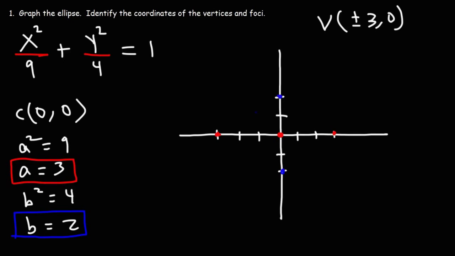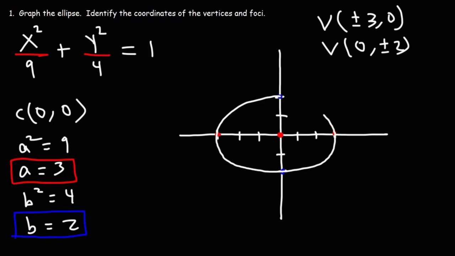So this gives us the coordinates of the minor vertices, which is 0, plus or minus b, or 0, plus or minus 2. So those are the coordinates of the vertices of the ellipse. Now we can go ahead and graph the ellipse by connecting these 4 vertices together. So that's how you can graph an ellipse.